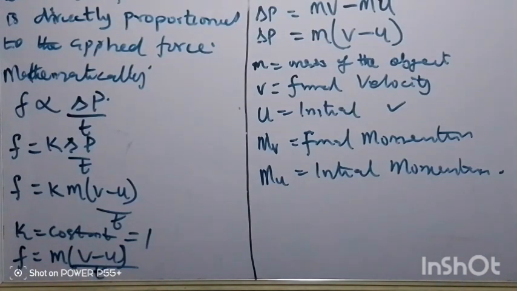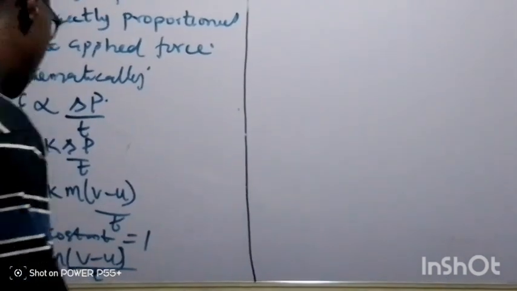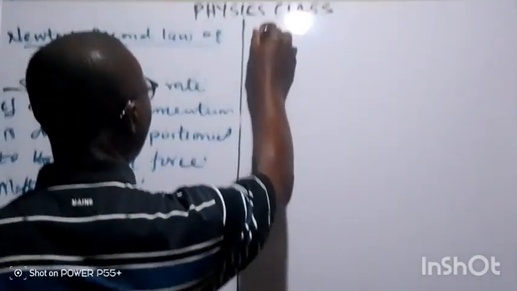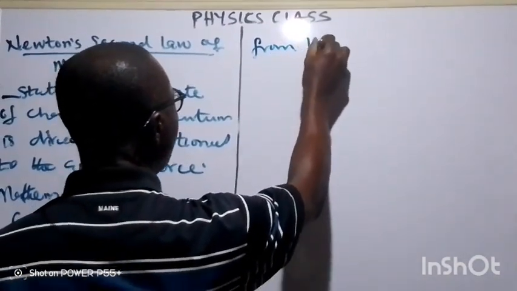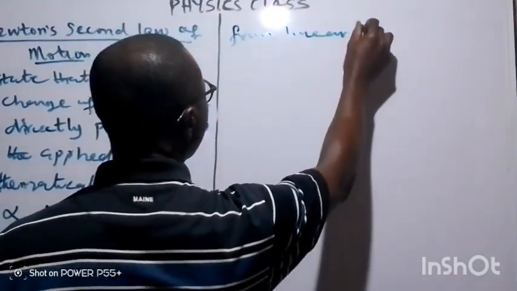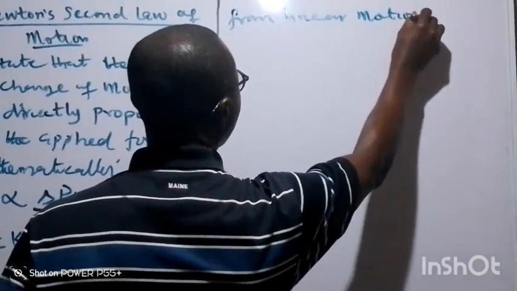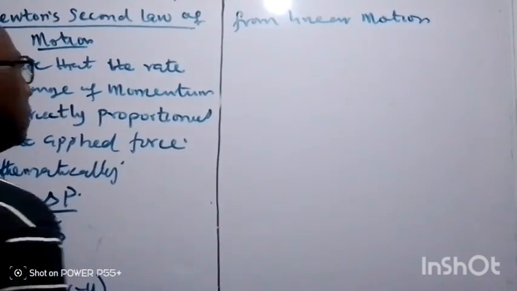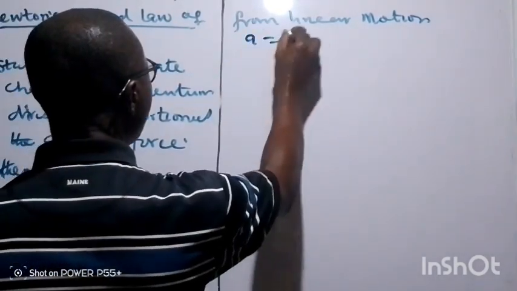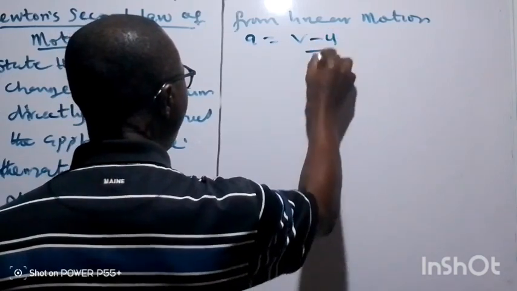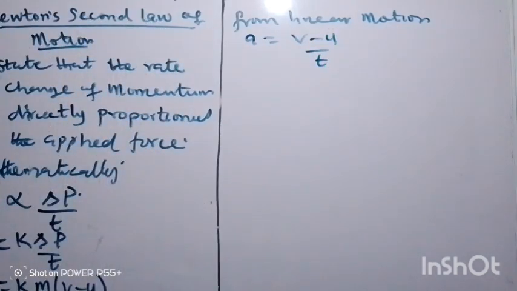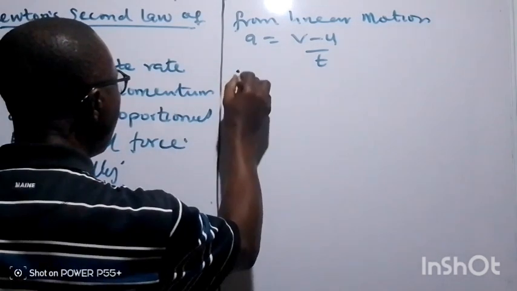Now, don't forget, from linear motion, we've already explained that a is equal to v minus u over t. That is, the acceleration is equal to v minus u over t. So if v minus u over t is a, then we can now say that F is equal to ma.